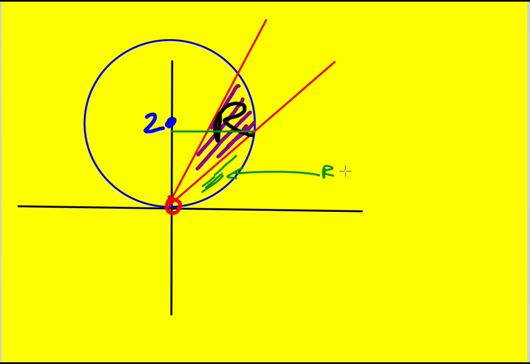I'm going to call it R1 because it's going to be a quarter of a circle. So pi times 2 squared over 4. And I'm going to minus the triangle that's created here. And that is a triangle with a base of 2 and a height of 2. So it's going to be a half times 2 times 2. And so I get pi minus 2 for that little green area there.